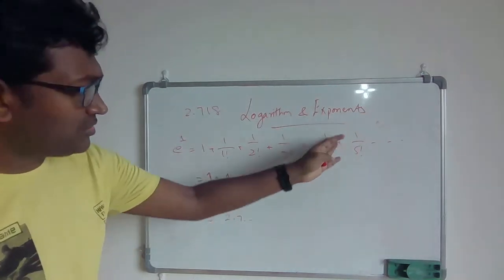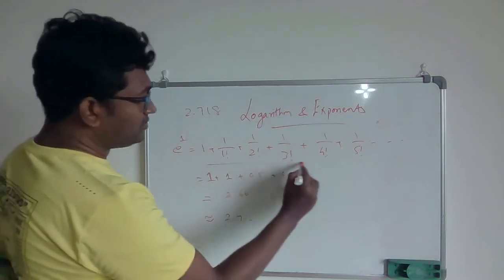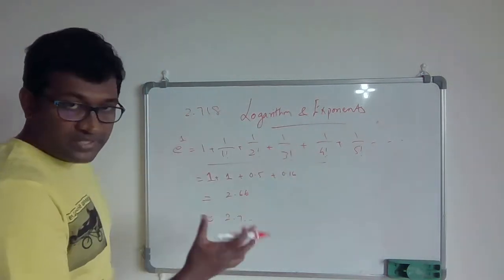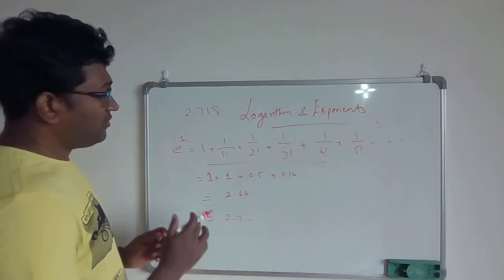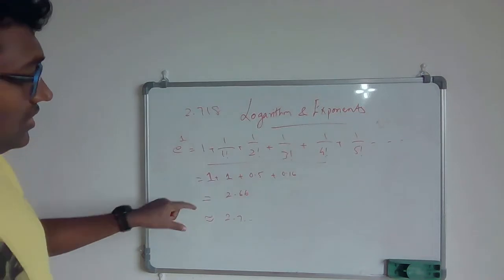This is called a Taylor's approximation. You can use just 4 terms to approximate this number. That's what I was trying to explain using the earlier example of cosine as well. So this is what you call approximation.